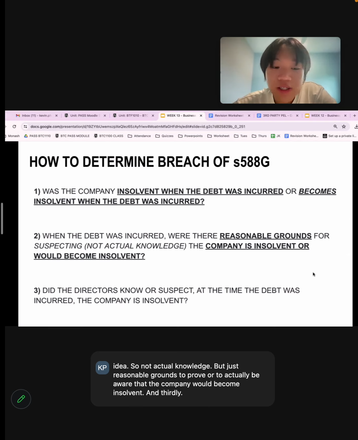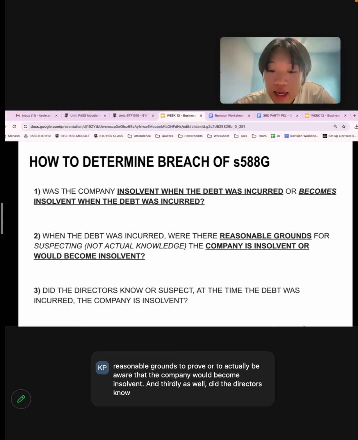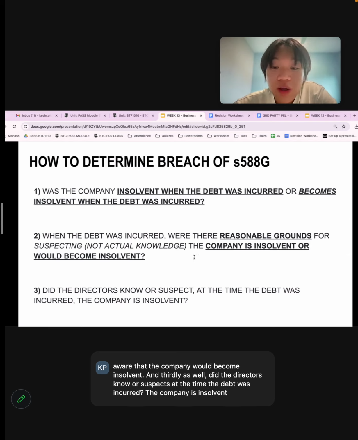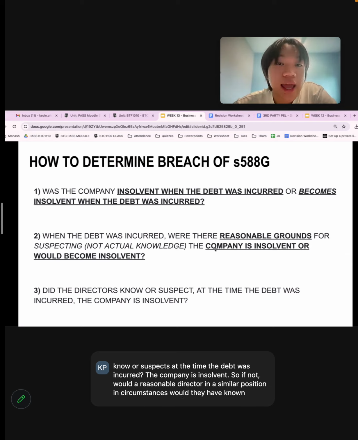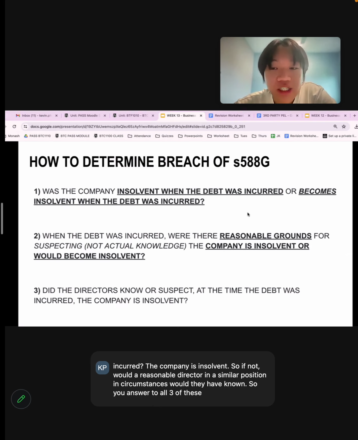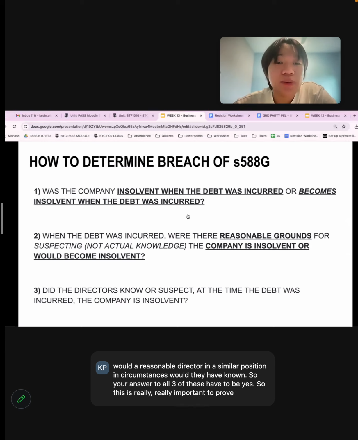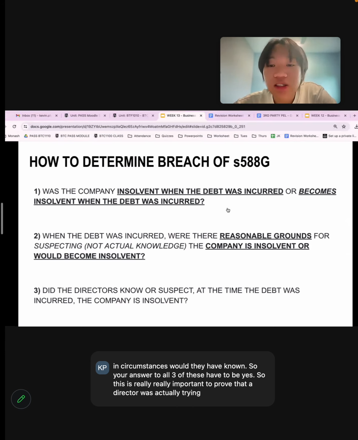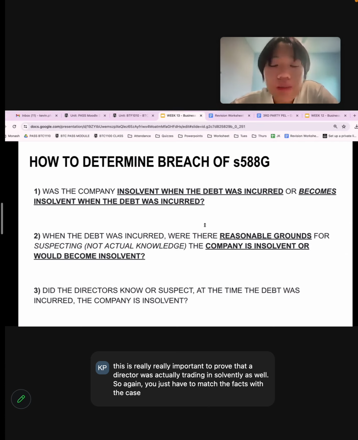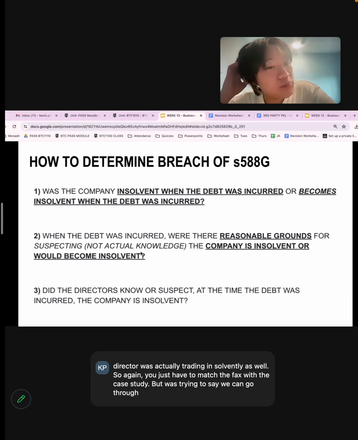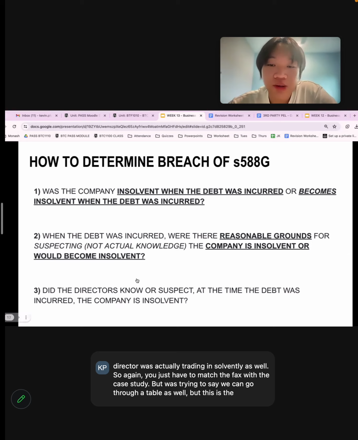And thirdly, did the directors know or suspect at the time the debt was incurred that the company is insolvent? If not, would a reasonable director in a similar position and circumstances have known? Your answer to all three of these has to be yes. This is really important to prove that a director was actually trading insolvently. Again, you just have to match the facts with the case study. We'll try and see if we can go through a table as well, but this is the test that you would have to apply.